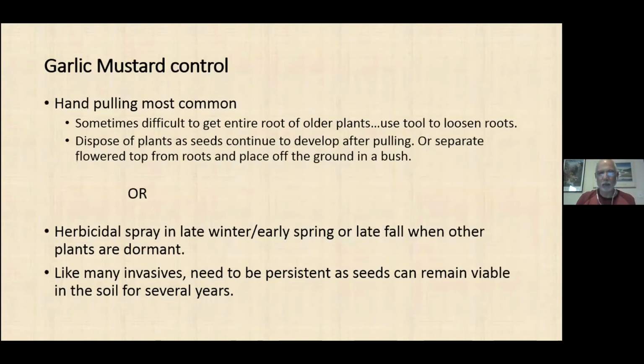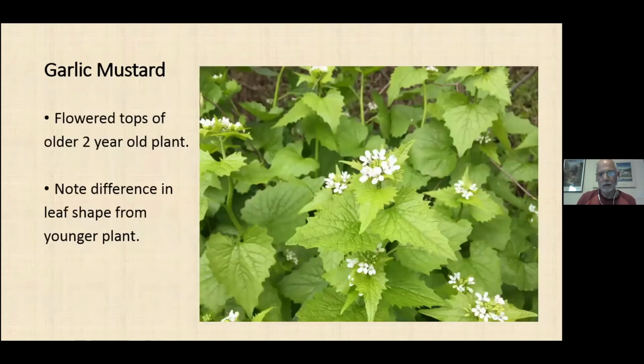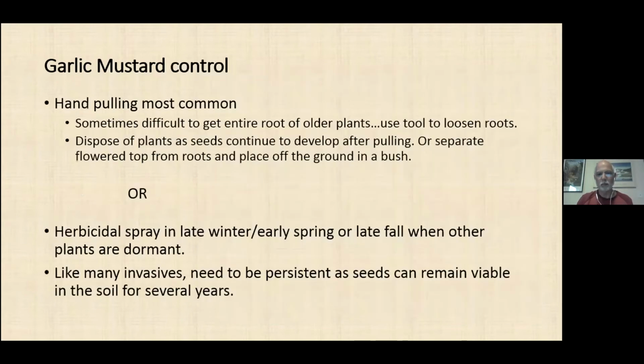So the best way to get rid of them is hand pulling. That's why we have the garlic mustard pulls. But you should dispose of the plants or break the tops off the plants because the seed heads will continue to develop if you have a stalk on the plant, even though it's out of the ground. So you could pull it and you think you got it, but the seed heads are still developing and it'll still make seeds even though it's out of the ground. So the best thing is to pull them and haul them out and put them in a plastic bag and dump them properly.